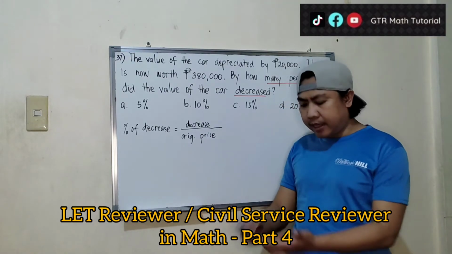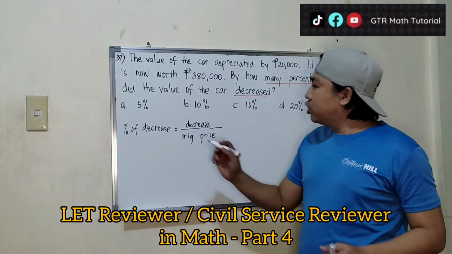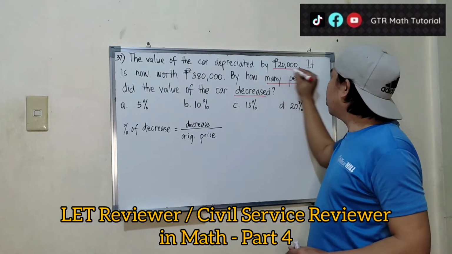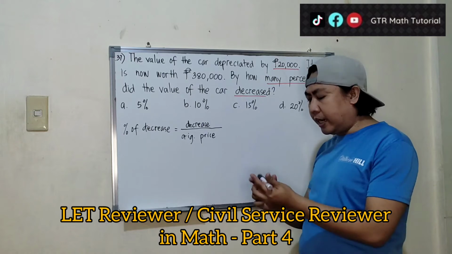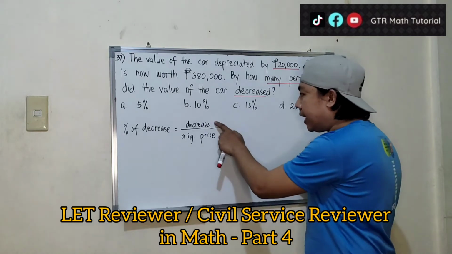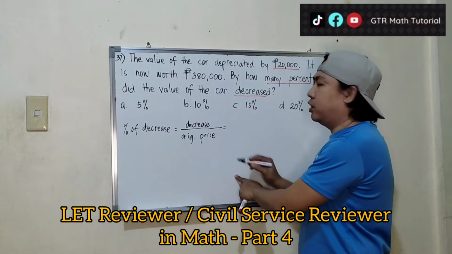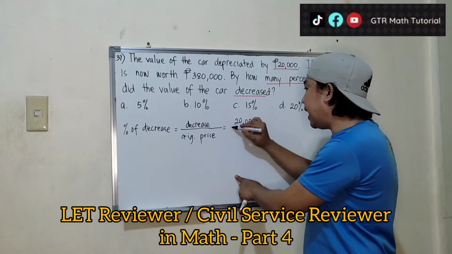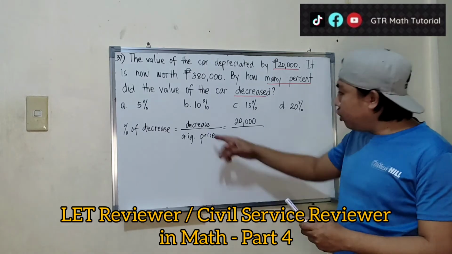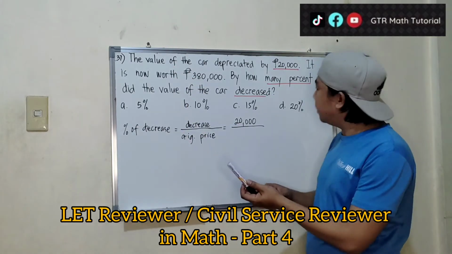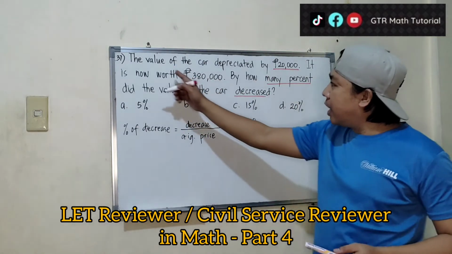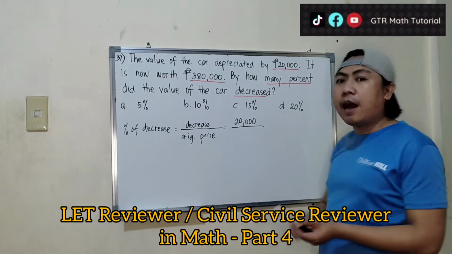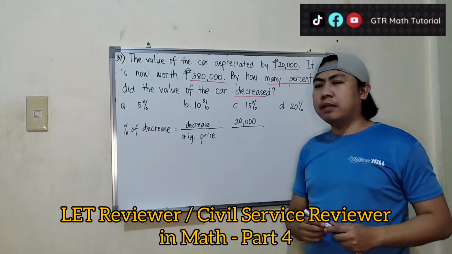So divide lang natin. So ano ba ang given natin? So yung decrease natin, so the value of the car depreciated by 20,000 pesos. So ang decrease natin ay 20,000 pesos. Okay? So dito yung 20,000 pesos, yan yung decrease, and then ano naman yung original price? So ang given natin dito 20,000, ang value ng car now ay 380,000 pesos after nung decrease na 20,000 pesos.